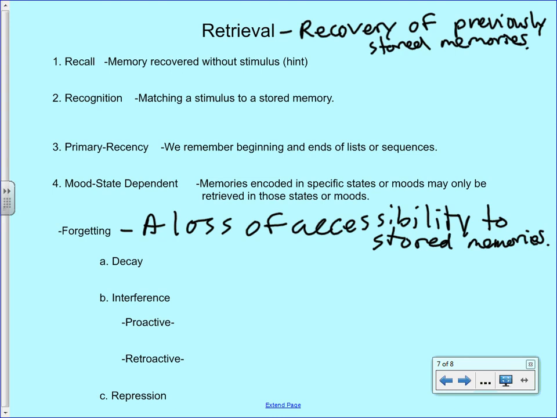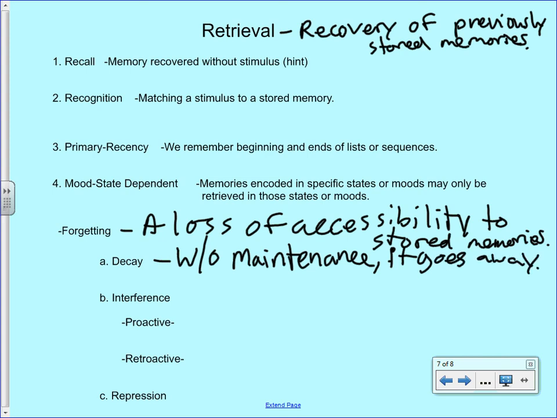So first theory is decay theory. Essentially, what that says is without maintenance, without rehearsal, if we don't put time into remembering something, it goes away. The memory goes away. So just as we get older, if we're not constantly rehearsing these things and remembering them, those kinds of things go away. The second is interference, where other information gets in the way, or other memories get in the way.